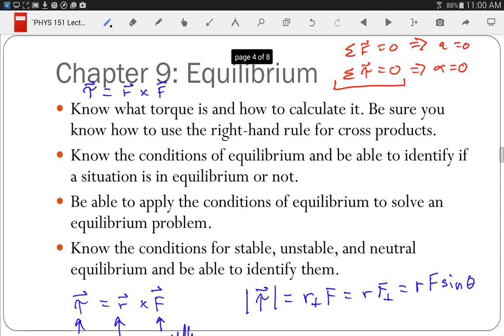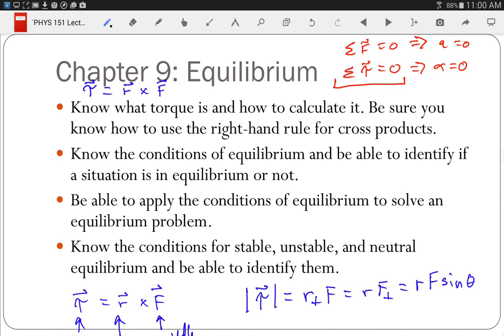Okay, coming back to my highlight things for reviewing. We've got the conditions of equilibrium already covered, the right-hand rule. Need to be able to apply these conditions to solve an equilibrium problem. Well, I'm going to do that in just a moment. And finally, know the conditions for stable, unstable, and neutral equilibrium.